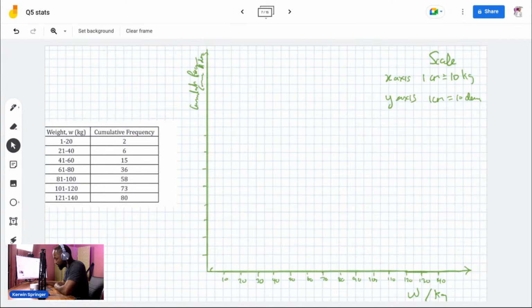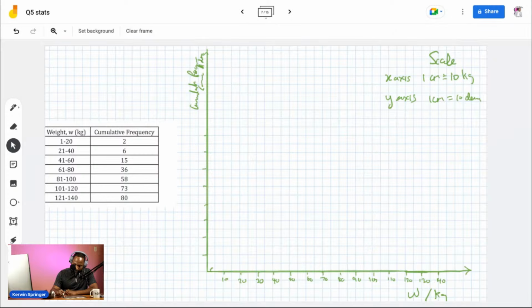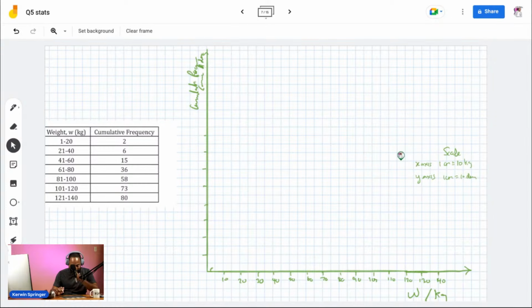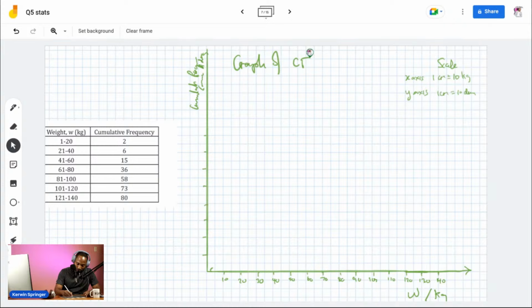So what's the next thing I'm missing for this graph? The scale usually goes up top there, but I'm putting it on this side here because I feel like my graph might end up in that zone. Oh no, it could be. The next thing you usually put is the title. Don't take four minutes to figure out what to write for the title. Just write graph of cumulative frequency versus weight.